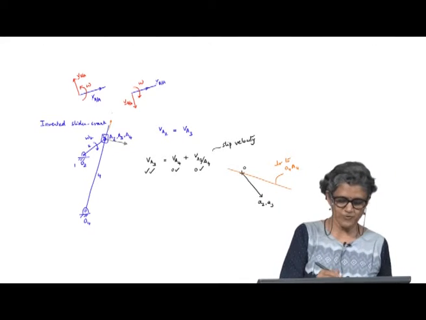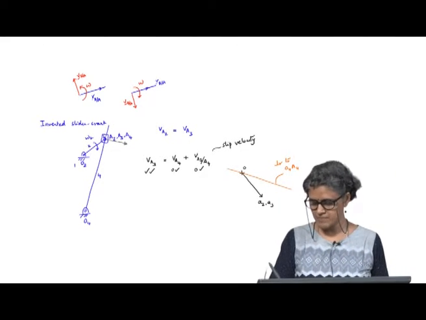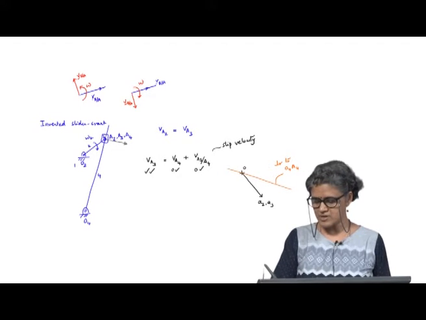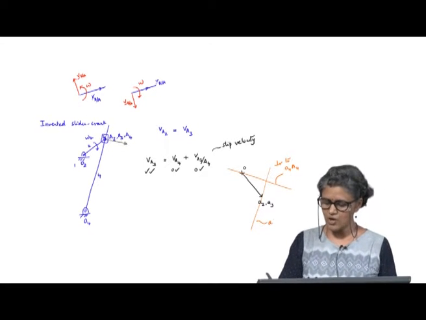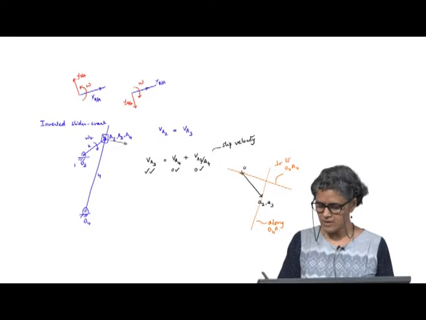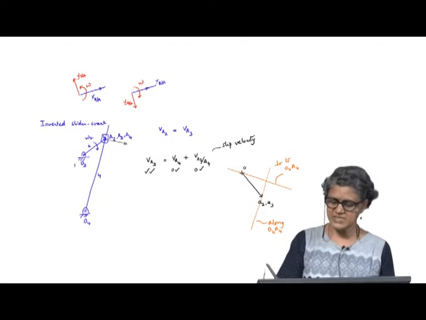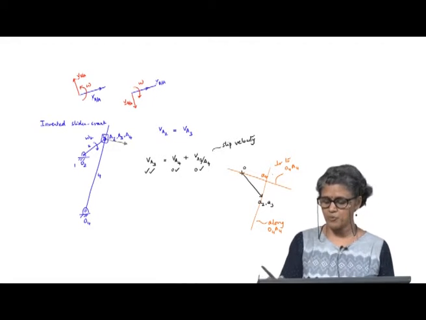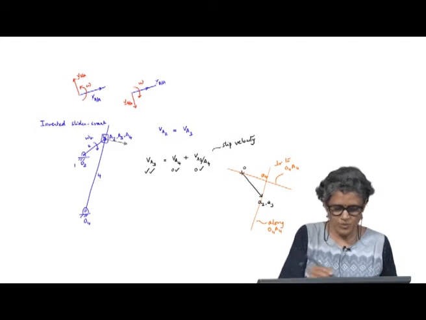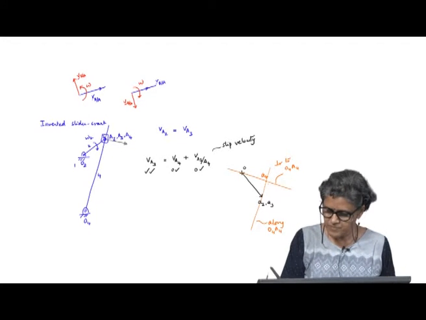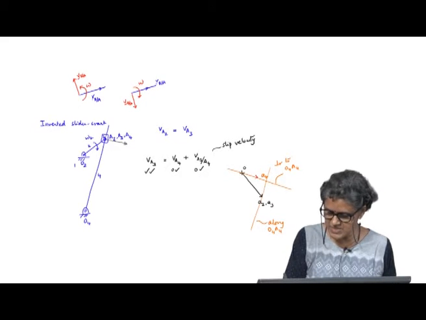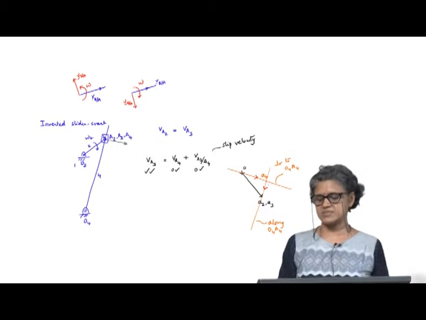So, I do not know which direction, but I know that it is also perpendicular to this one. So, this is along O4 A4. So, this intersection here gives me the velocity of the point A on body 4. So, now I have this velocity of A on body 3, my equation is equals this plus this.